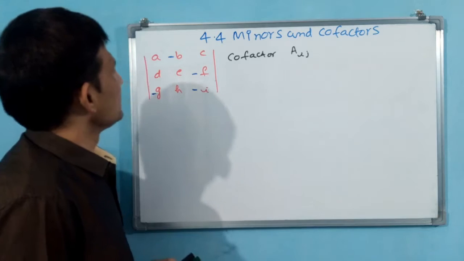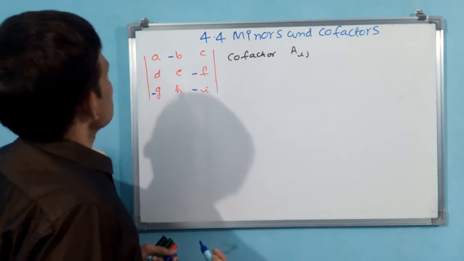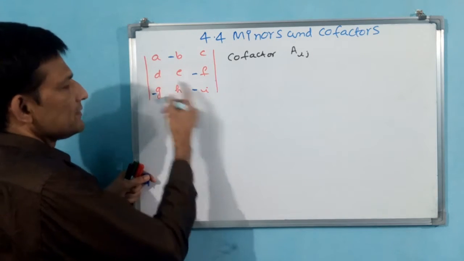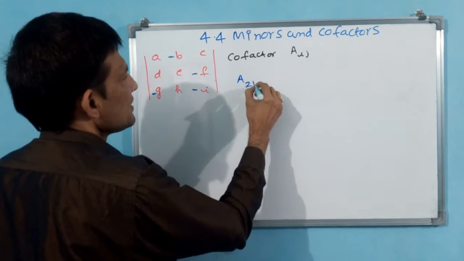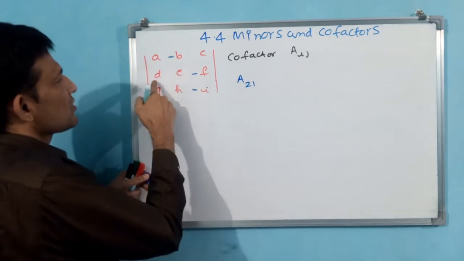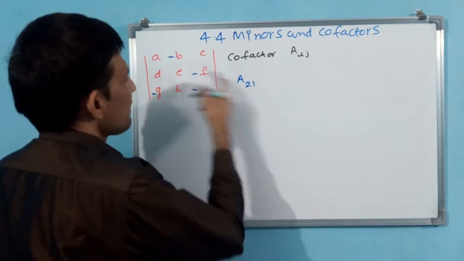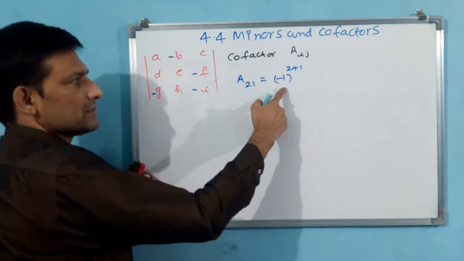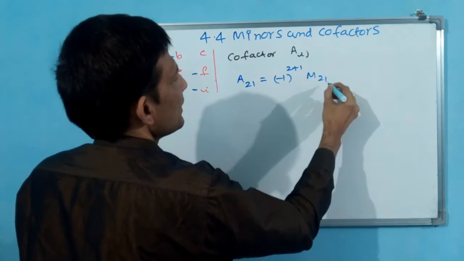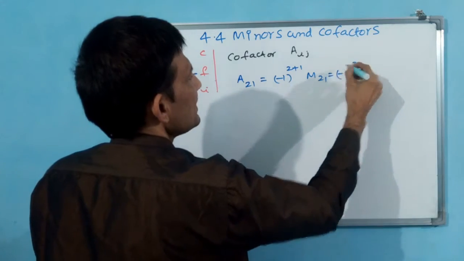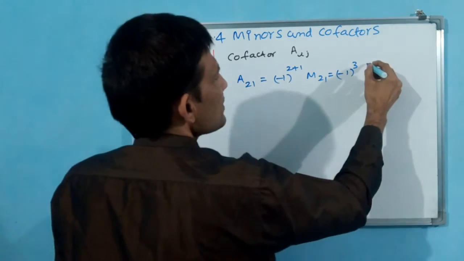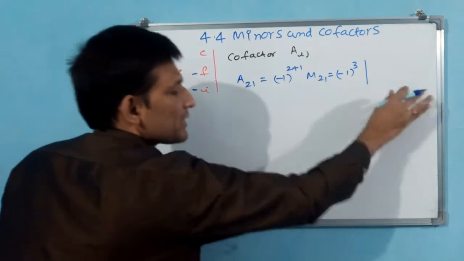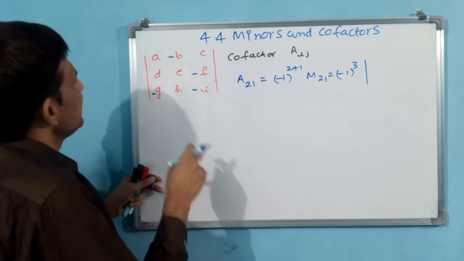Now you see, I am finding A21. See, second row, first column is D. For D, I am finding that, which is equal to minus 1 whole power 2 plus 1, into M21. That is equal to minus 1 whole power 3. M21 is what? First I will write all these procedures, next we will simplify this.